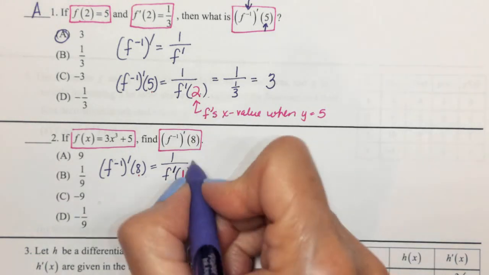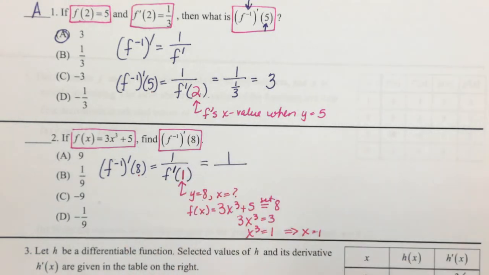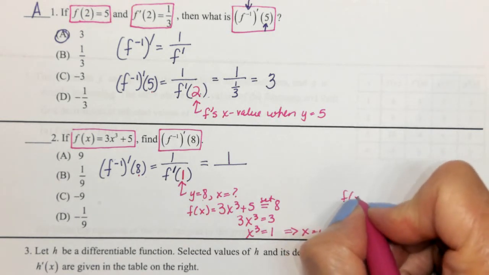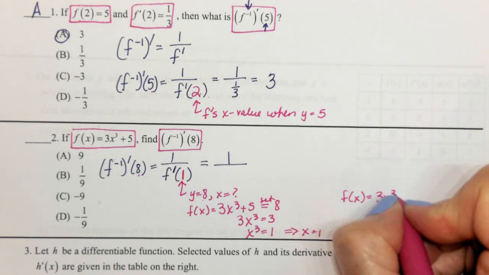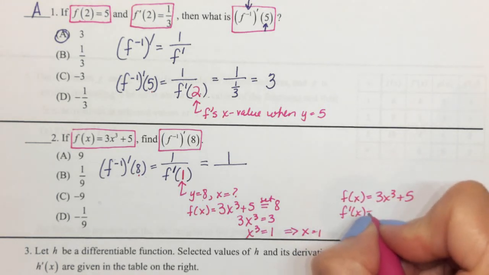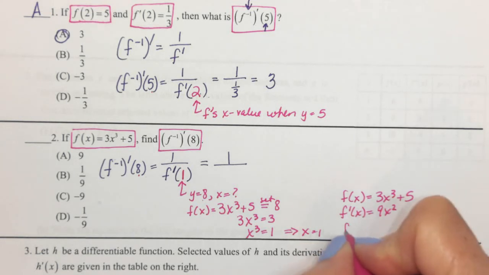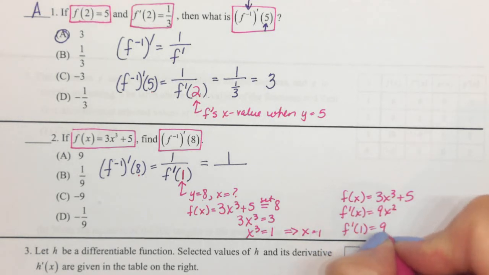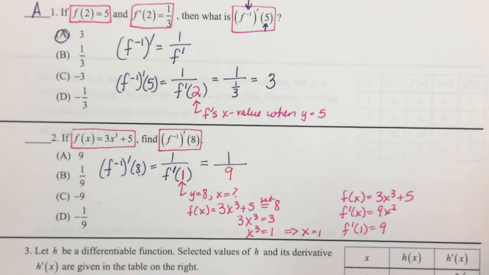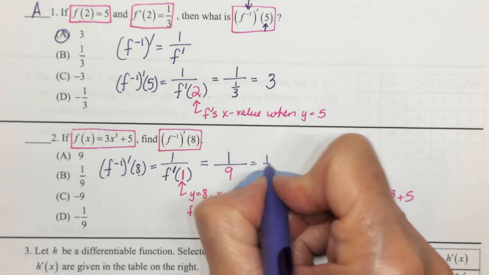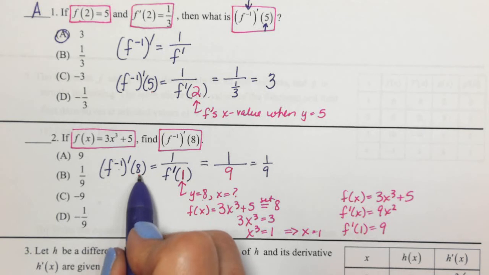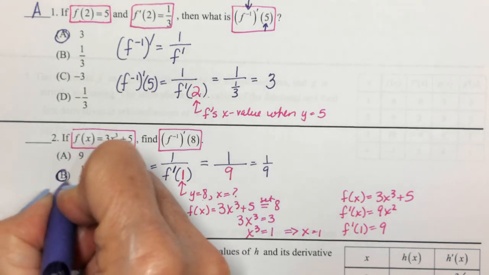And now all I have to do is find f prime of 1. Well, they gave me f of x. I know how to find f prime of 1. So f prime is 9x squared. F prime of 1 is 9. So f prime of 1 is 9. So we get 1/9 for the derivative of f inverse at 8. 1/9.